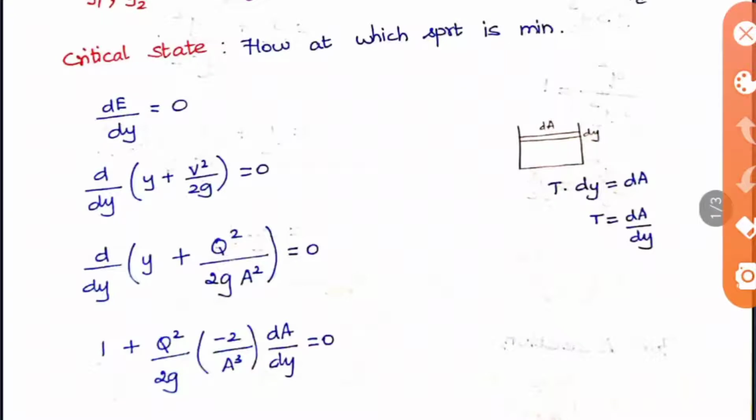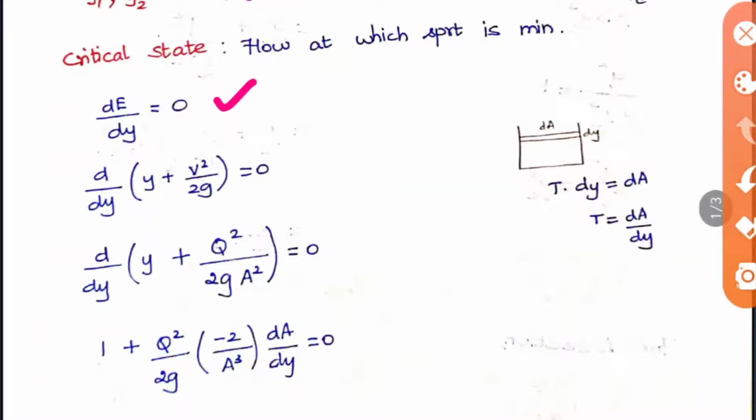So the flow at which the specific energy is minimum. We know that when something is at a minimum, when we differentiate it, we can equate it to 0. That is the condition we can take. So here I have taken that condition.